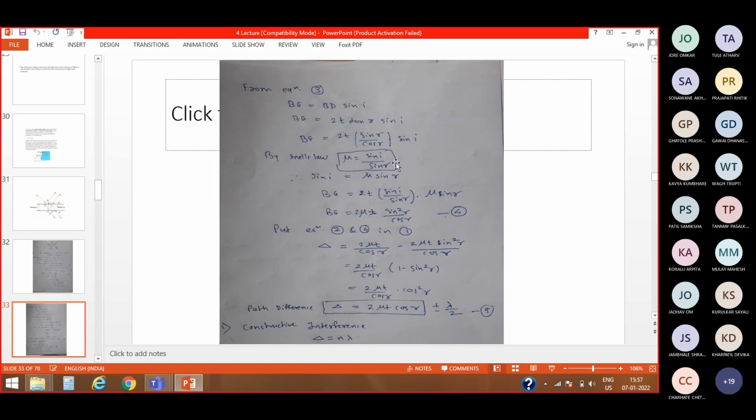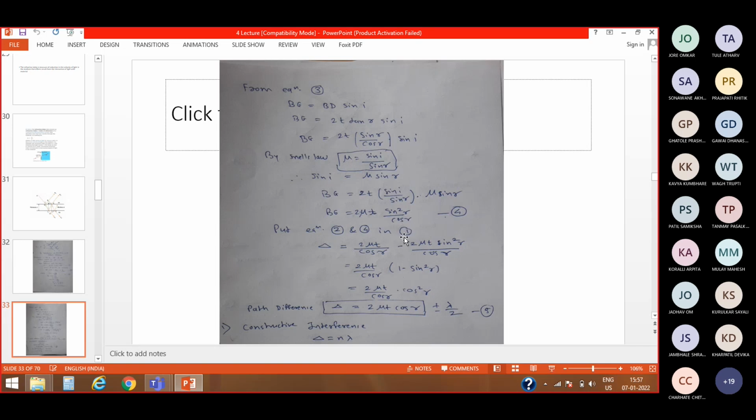So mu into sin of R, here I have written in place of sin of I. Then I got sin square of R upon cos of R. Then I got BG is equal to 2 times mu into T into sin square R upon cos of R. So this is the equation number 4 I got. Put equation number 2 and 4 in equation number 1. So this is your equation number 4, that is BG is equal to 2 times mu into T into sin square R upon cos of R.